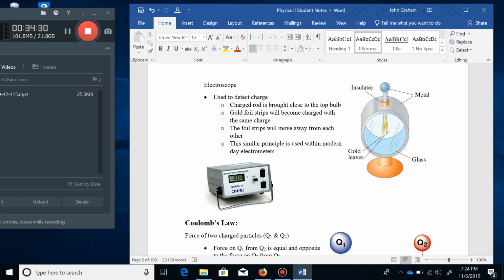This is the last thing for this electroscope. It's used to detect charge. We, of course, will have other ways of measuring charge, but this is more of an old-time way of doing things. They have two gold leaves, an insulator, and a metal sphere, and what you do is you bring a charged rod close to the top bulb, and the gold foil strips will become charged with the same charge, and so they will move away from one another.